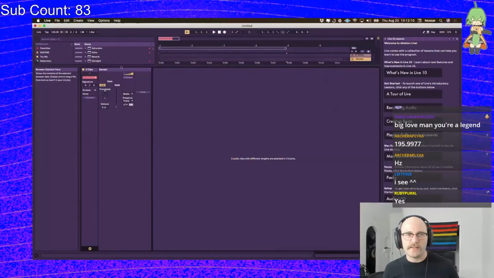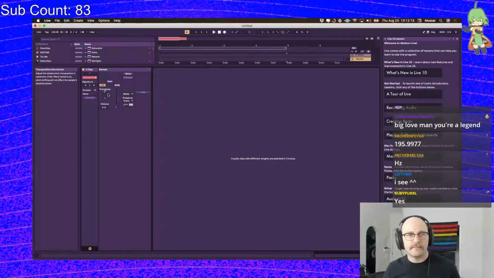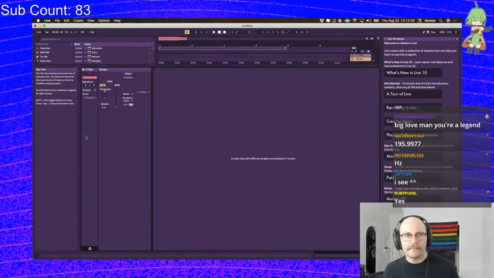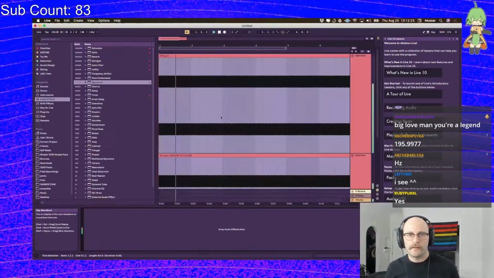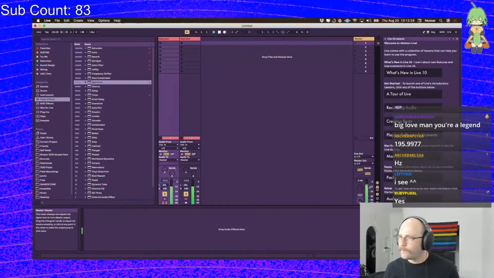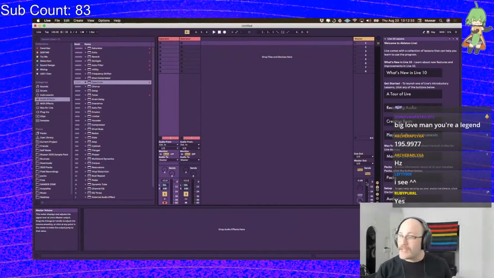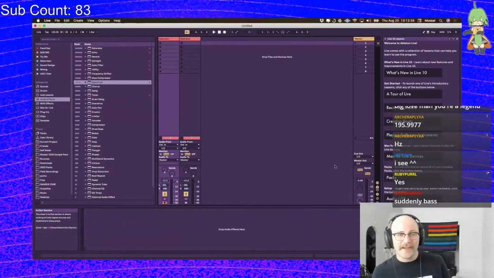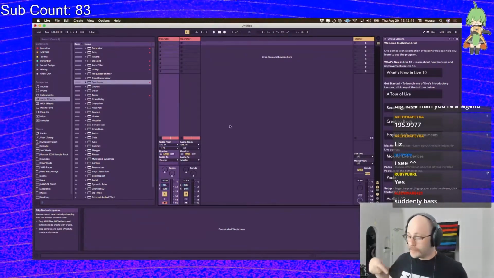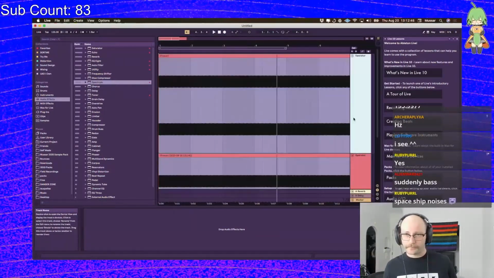I'm going to take both of these, make sure they're not warped, and then I'm going to pitch them both down an octave. I'm going to pitch them down another octave. There is a consistent level of phase cancellation between these two waves. Suddenly bass indeed. But the only reason why I'm doing bass is because those waves happen slow enough that you can hear the phase cancellation.